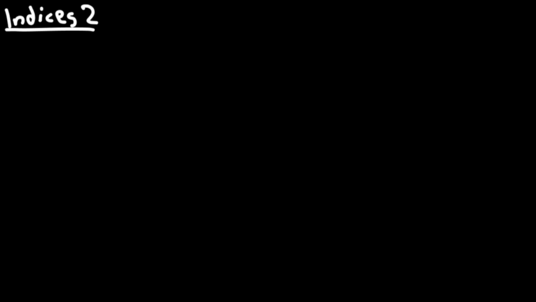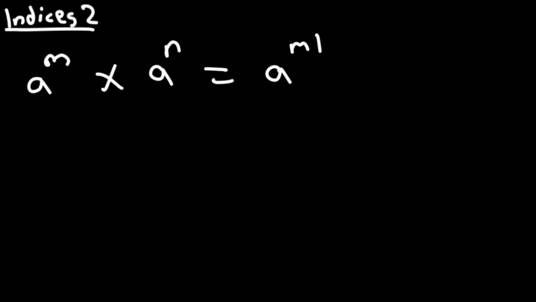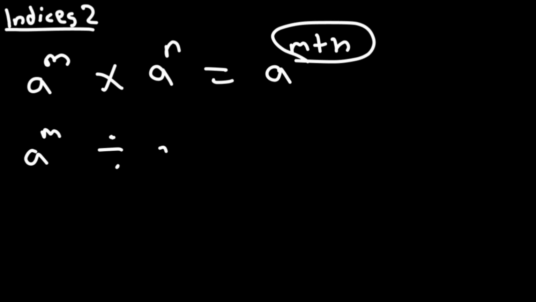So the first thing we're going to do is a recap from Indices 1. When we are multiplying two indices together, we add them. So a to the power of m times a to the power of n gives me a to the power of m plus n. And when we're dividing, it's the exact opposite. a to the power of m divided by a to the power of n is a to the power of m minus n.